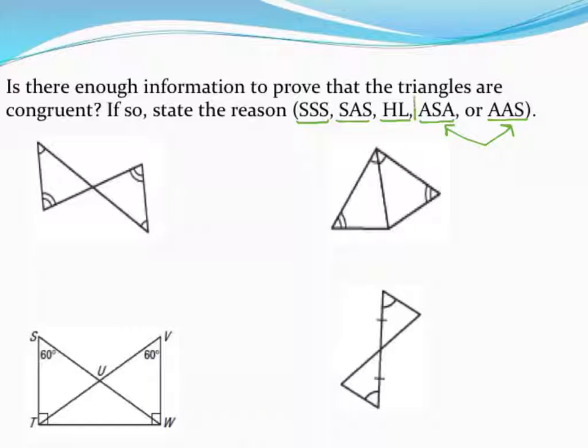Either it'll be in between the 2 angles, and we'll get angle, side, angle, or the side will not be in between them, and we'll get angle, angle, side. So let's see if we can prove that any of these triangles are congruent using any of these 5 reasons.